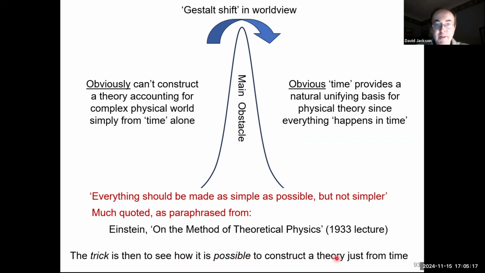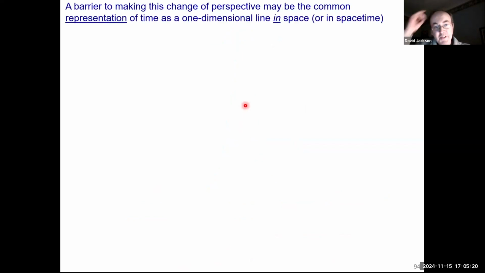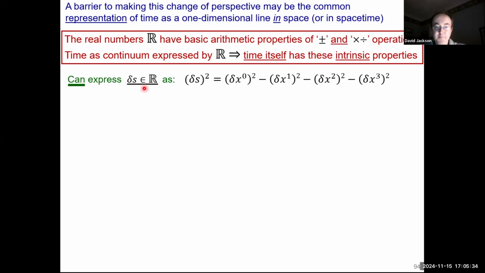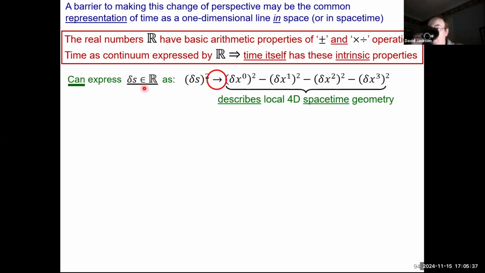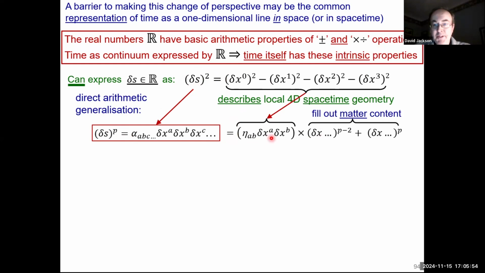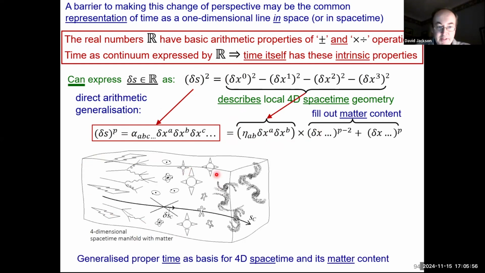So let me briefly paraphrase this argument. It's best not to think of time as being a one-dimensional line in space or space-time. We'll just go back to time as being a continuum and think of these arithmetic properties of the real line as applying to time itself. And that means that we can express time in a quadratic form. And we can locally derive the local structure of four-dimensional space-time from time by reading it this way from left to right. That then naturally generalizes to this general form for proper time. We can still pick out these quadratic forms as a basis for four-dimensional space-time, now with a matter content to fill up the full four-dimensional space-time.